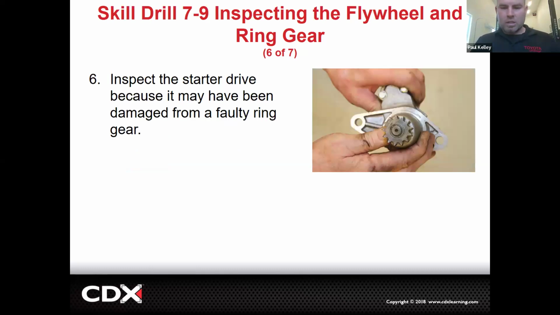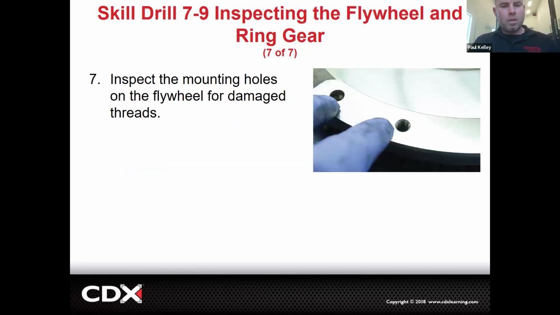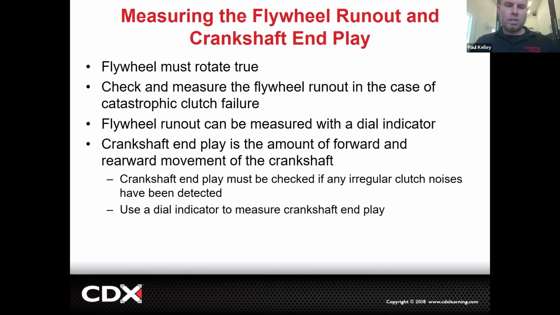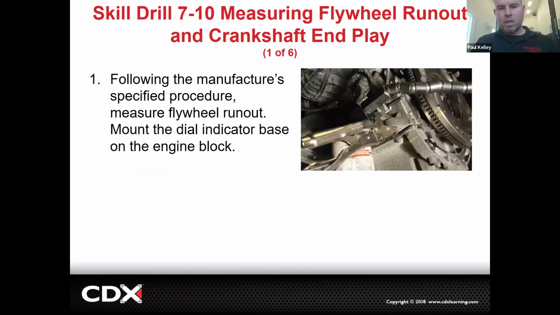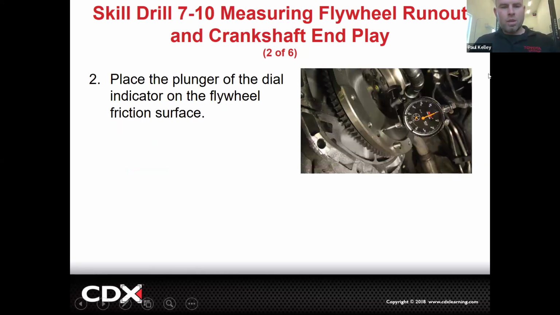Okay, and then again, make sure it's secure. Like I was saying, you might inspect the starter as part of the job. Inspect the holes, make sure they're not damaged, etc. Now, this is going to go through runout and end play. It could be either. We're going to use the dial indicator. This is clamped to the block. The snake is going over here towards the flywheel. We're going to do two different things right here. One, this dial indicator is on the friction surface. So as we turn the crankshaft like this, that's going to measure runout.